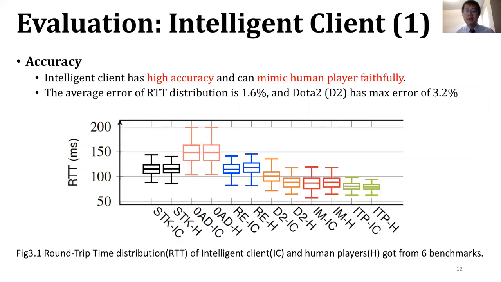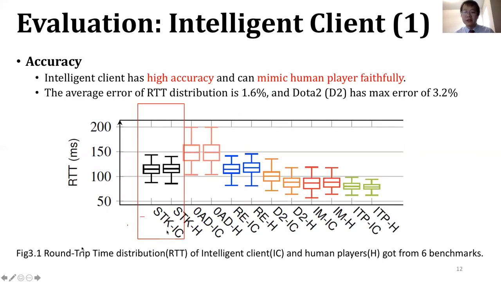Now, we will talk about the accuracy of the intelligent client. This figure shows the round-trip time distribution of the intelligent client and human players of 6 benchmarks. The x-axis shows 6 benchmarks, and the y-axis shows the RTT distribution. Let's take STK for an example.